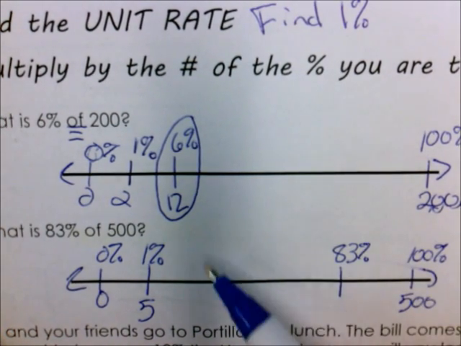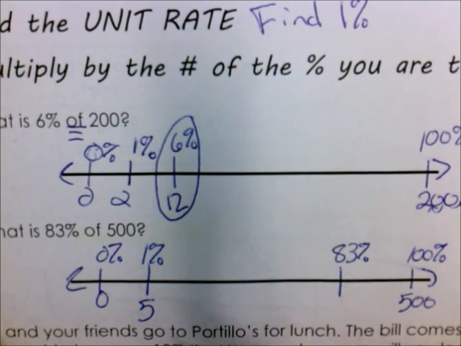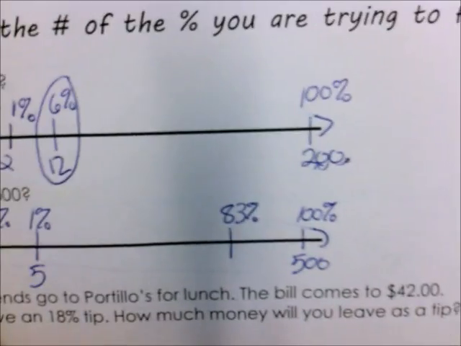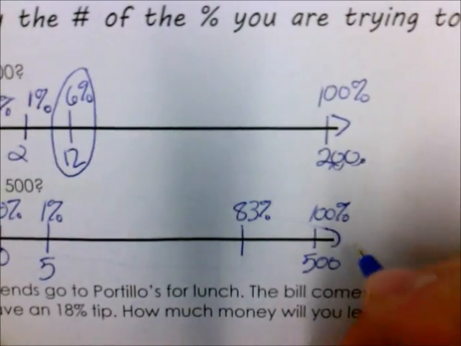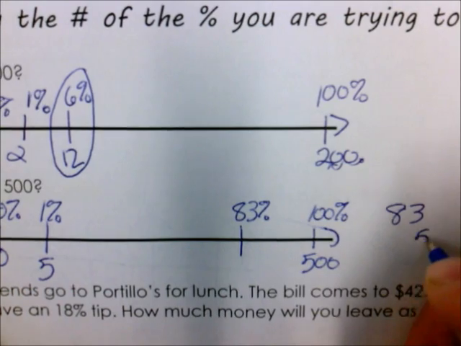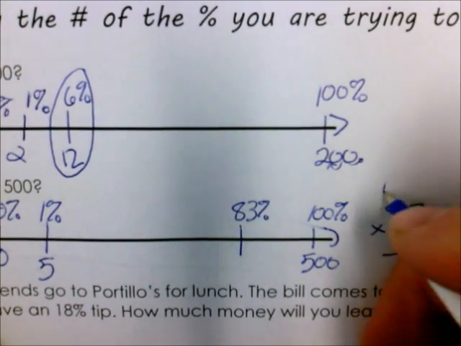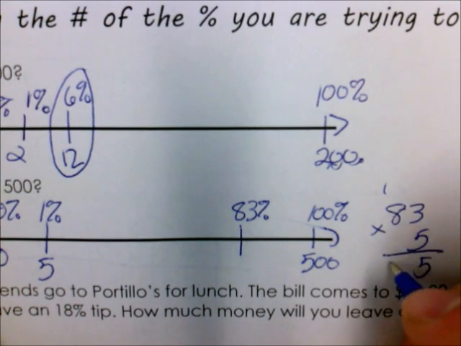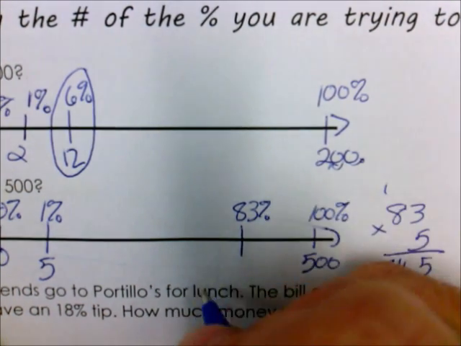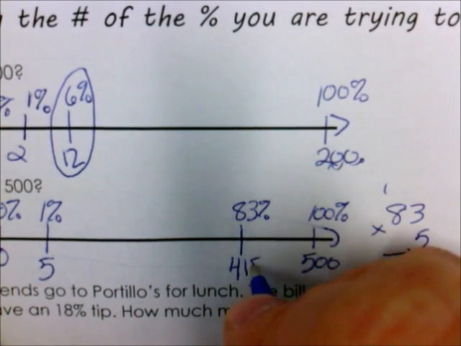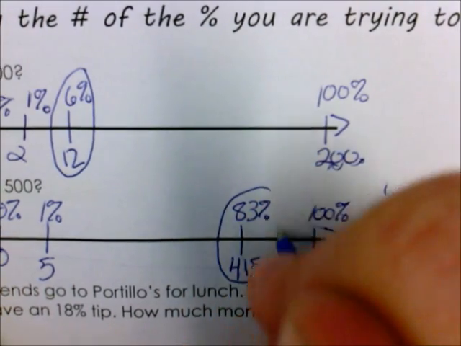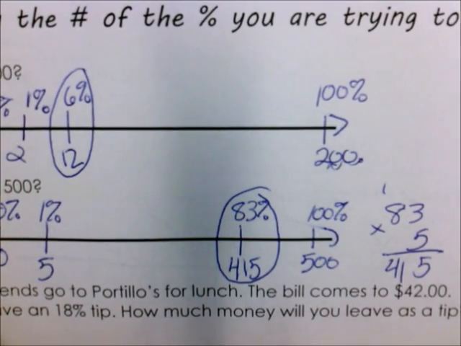83%. Well, 1 times 83, I'll now have to do 5 times 83. And I'll just go to the side over here. 83 times 5. And 5 times 3 is 15. 8 times 5 is 40. Plus 1 is 41. So I get 415 is 83% of 500.